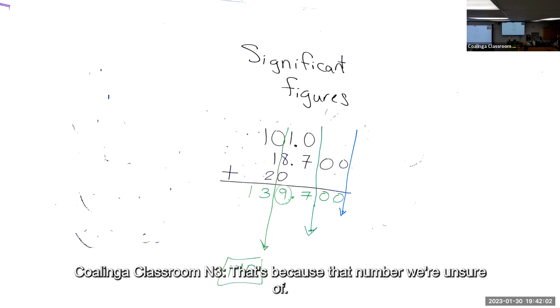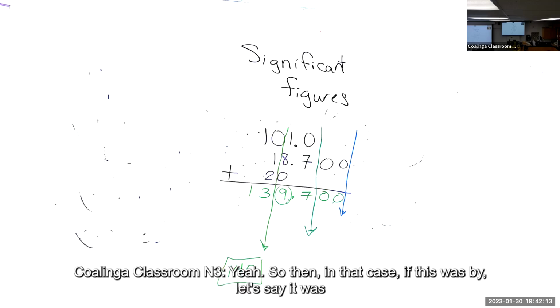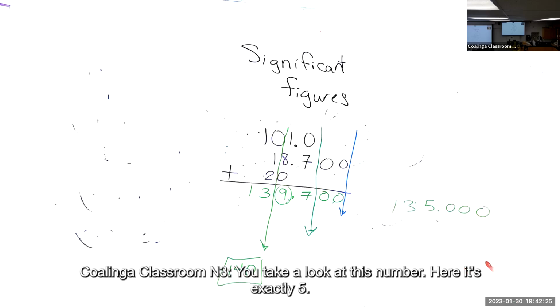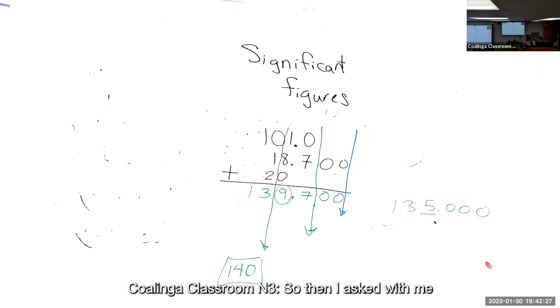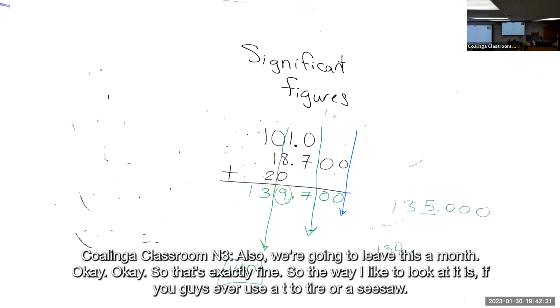And that's because that number we're unsure about, right? Yes, you said when it's greater than 5, we round it, and when it's exactly 5 or less, then you leave it. So in that case, if this was, let's say, 135.000, we would take a look at this number here, and it's exactly 5. So then our answer would be 130. So we're going to leave this alone because it's exactly 5.